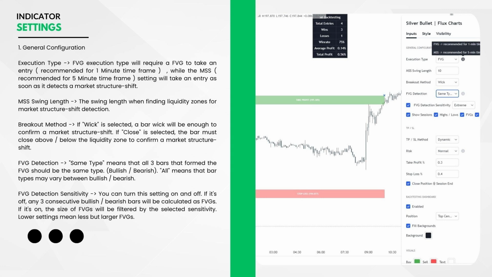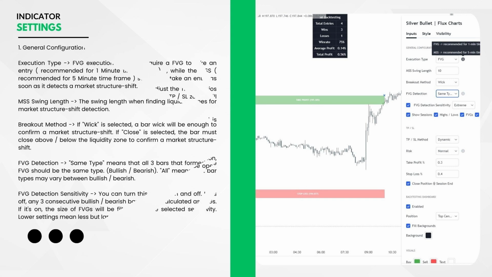FVG detection sensitivity. You can turn this setting on and off. If it's off, any 3 consecutive bullish or bearish bars will be calculated as FVGs. If it's on, the size of FVGs will be filtered by the selected sensitivity. Lower settings mean less but larger FVGs.